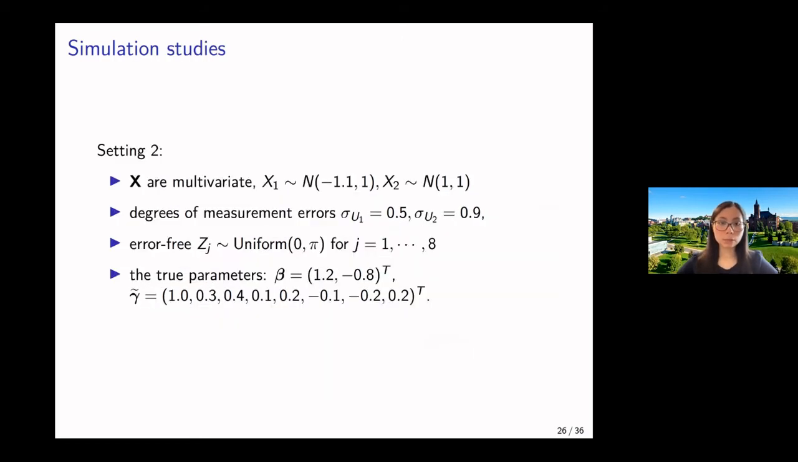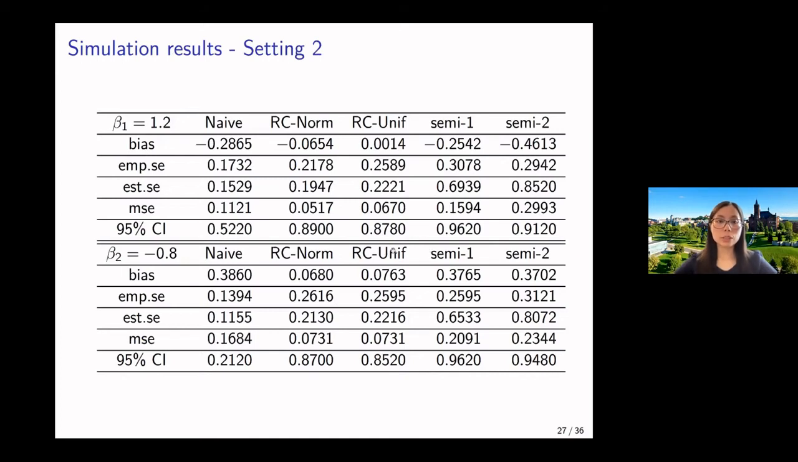Okay. So in the second setting, we increase X to multivariate, and we also increase the dimension of the error-free variable Z to 8. Again, we compare the performance of these betas. Here you see the other three methods, their coverage rates are all below 90%. But our method consistently gives us a coverage rate around 95%, which is very good and what we would like to see.